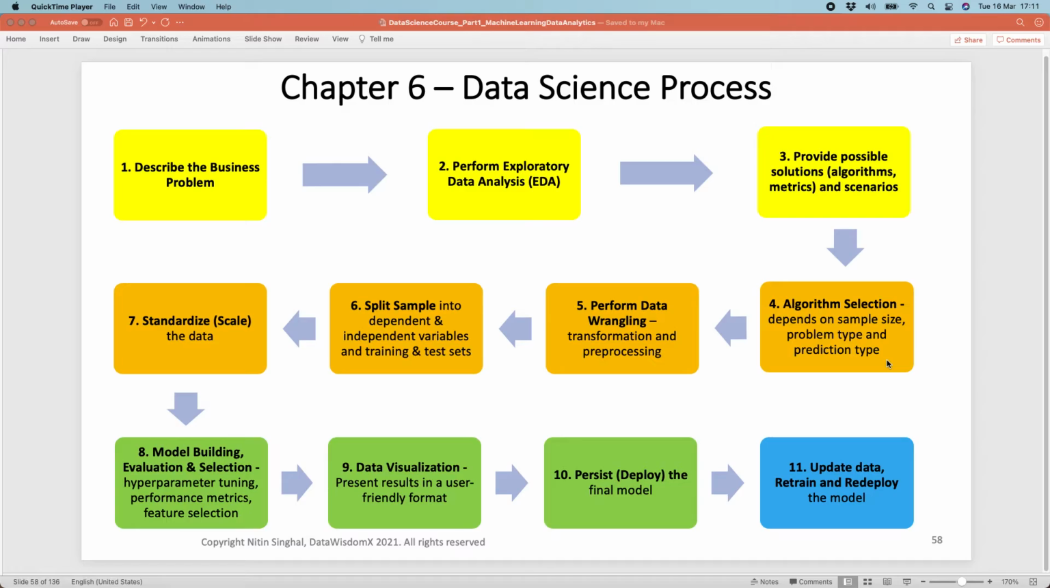There can be more than one algorithm that you can use, and all that would be dependent on the sample size of your data, the type of problem you're trying to solve, and what is the prediction type. So effectively, the output that you want to generate, be it continuous, non-continuous, discrete. Once you've selected the algorithm or the group of algorithms that you want to build, you now need to start preparing the data which will be used by the algorithms.